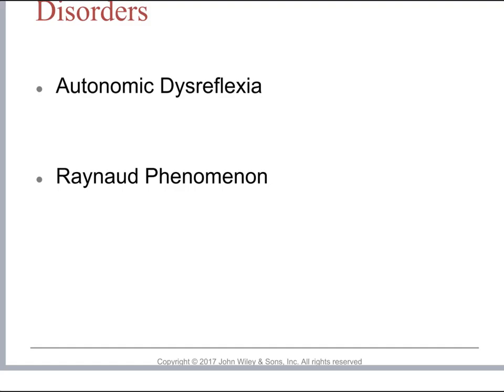We start with autonomic dysreflexia. This is a syndrome in which there is a sudden onset of excessively high blood pressure. Now, this tends to be more common in people with spinal cord injuries that involve the thoracic nerves of the spine, at or above T6. The second disorder we're going to look at is called Raynaud's syndrome or Raynaud's phenomenon.